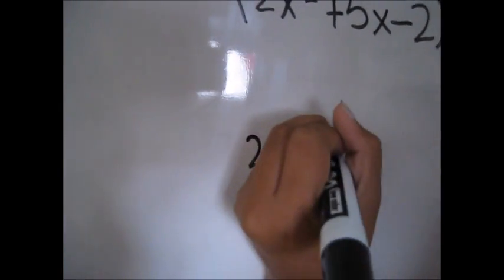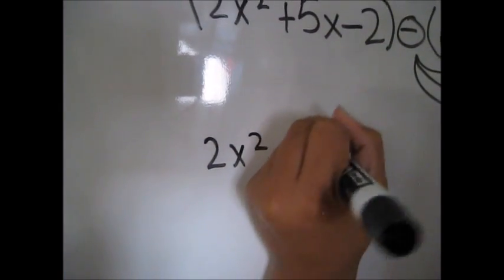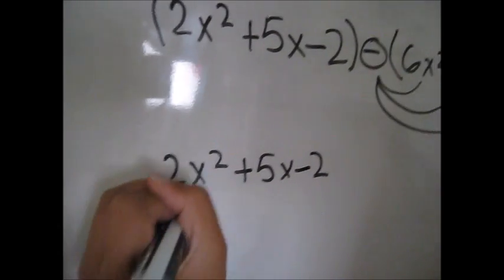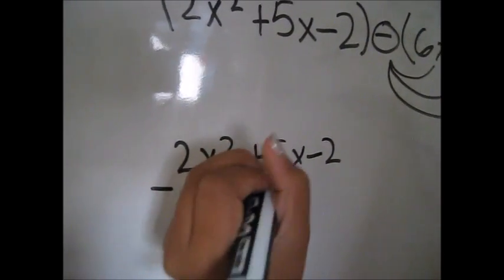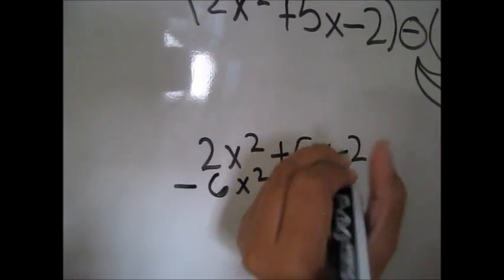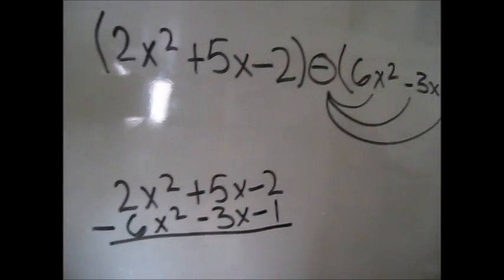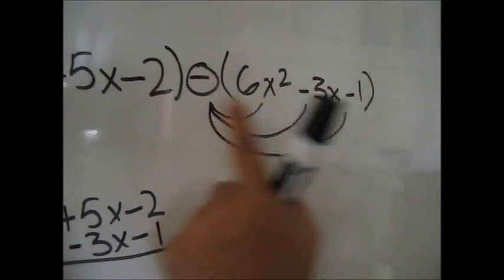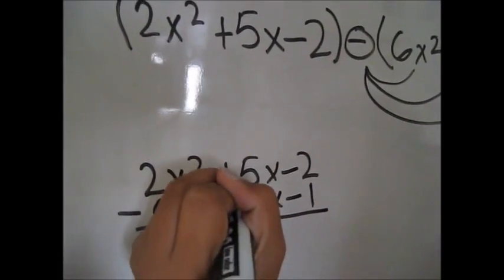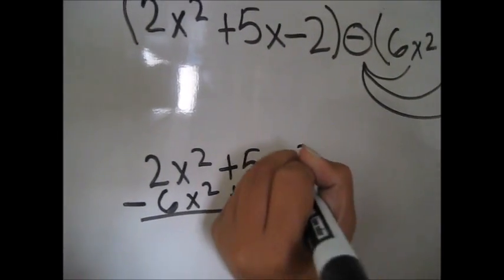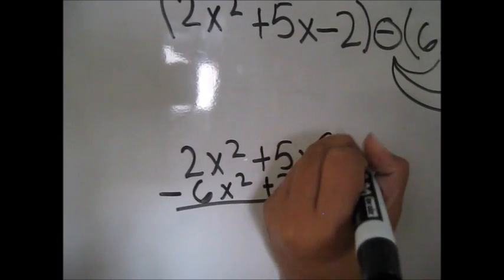It's going to be 2x squared plus 5x minus 2, and since we distributed that negative sign, it's going to be negative 6x squared minus 3x minus 1. Since we distributed it to the negative 3x, it's going to become a positive 3x. Since also the negative 1, it is going to become a positive 1.